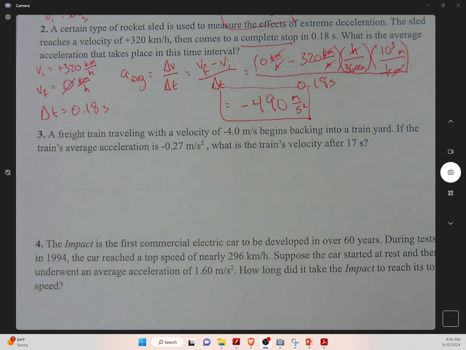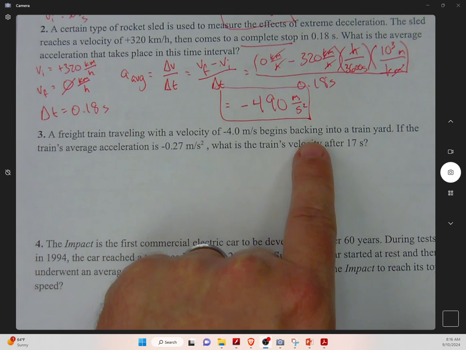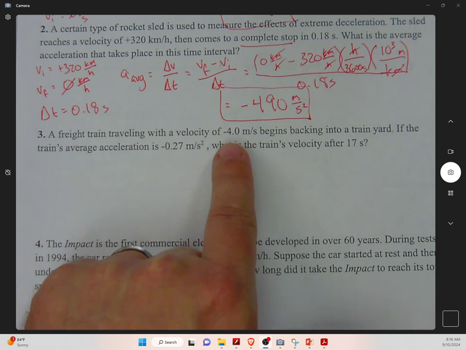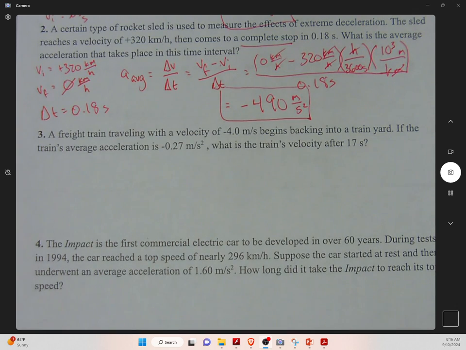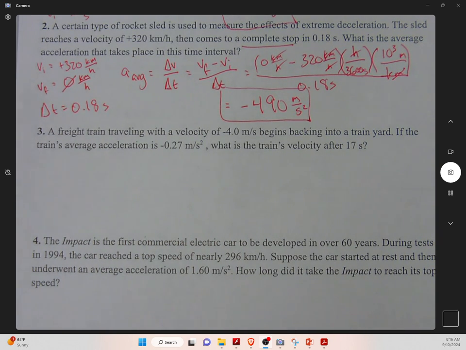All right, next one. A freight train traveling with a velocity of negative 4.0 meters per second begins backing into a train yard. Again, notice it's backing up and the velocity is negative. Again, you're communicating the direction of the motion, right? So you have to include those sign conventions. If the train's average acceleration is negative 0.27 meters per second squared, what is the train's velocity after 17 seconds?